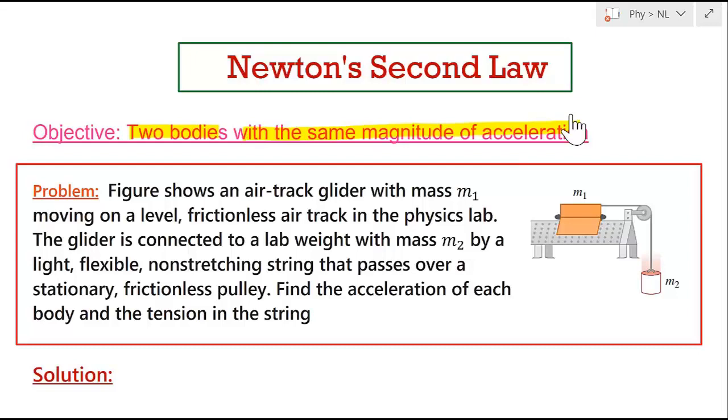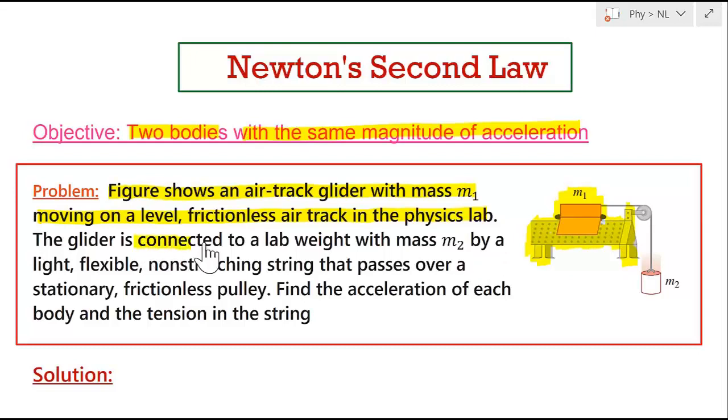So this problem says, the figure shows an air track glider with a mass m1 moving on a level frictionless air track in the physics lab. So we have a glider of mass m1. This is the glider, and this glider is moving on this air track. This is the air track, and this air track is kept in the physics lab. This part is frictionless, so there is no friction between the glider and the air track.